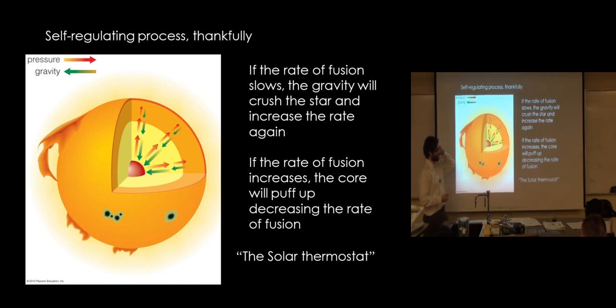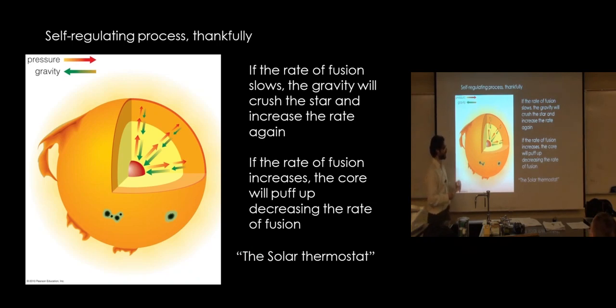Otherwise, you could think, if the radius of something increases, what happens to the surface gravity at some point? The bigger the radius, the smaller the gravity. So everything about that wants to slow fusion down. If fusion increases, gravity will compensate and say, I don't think so.